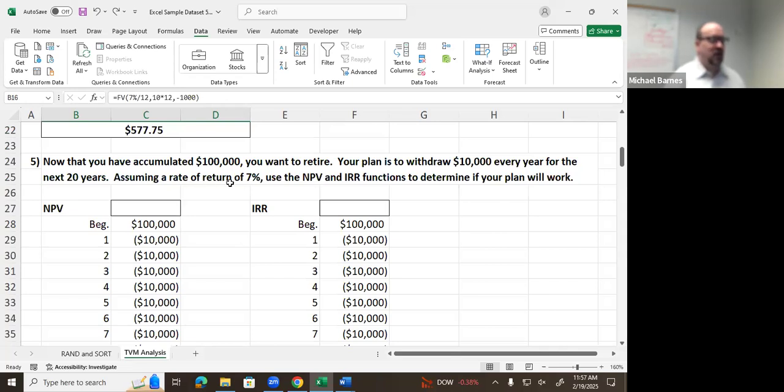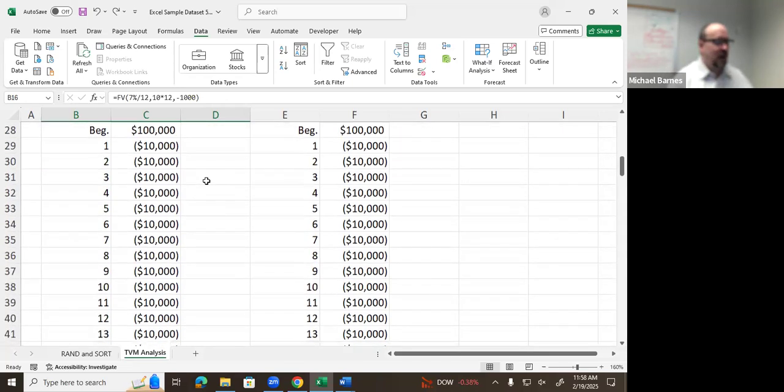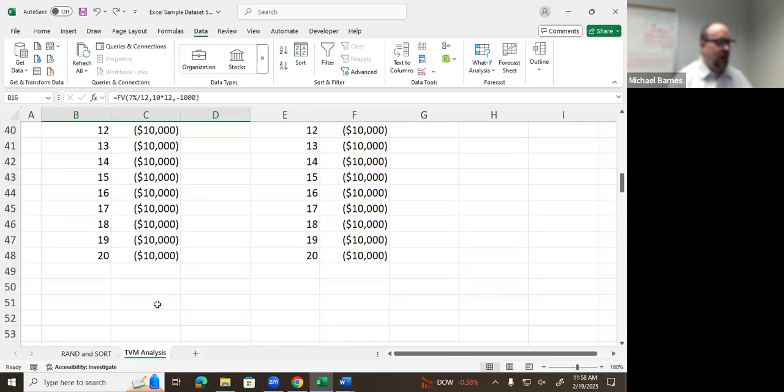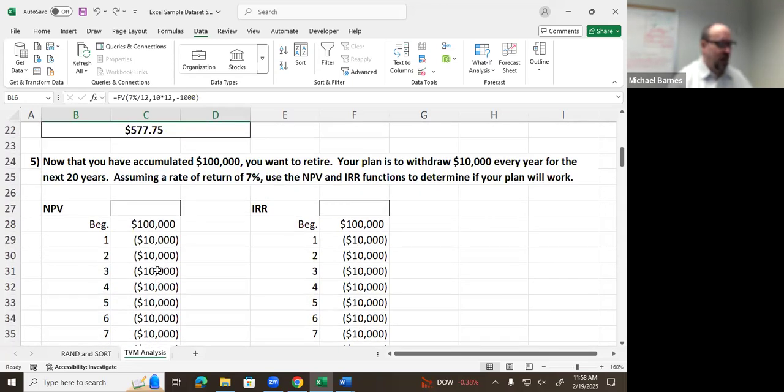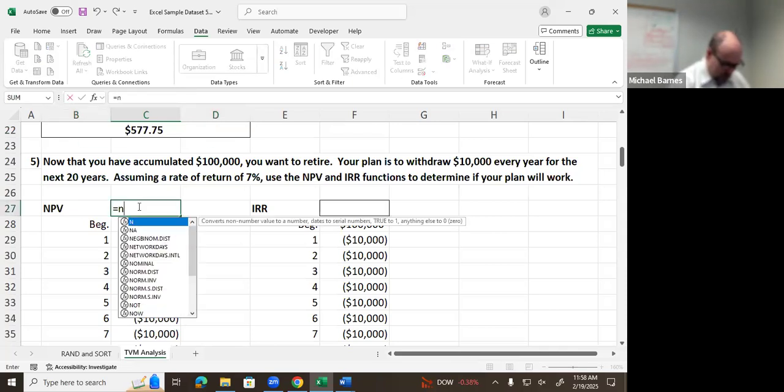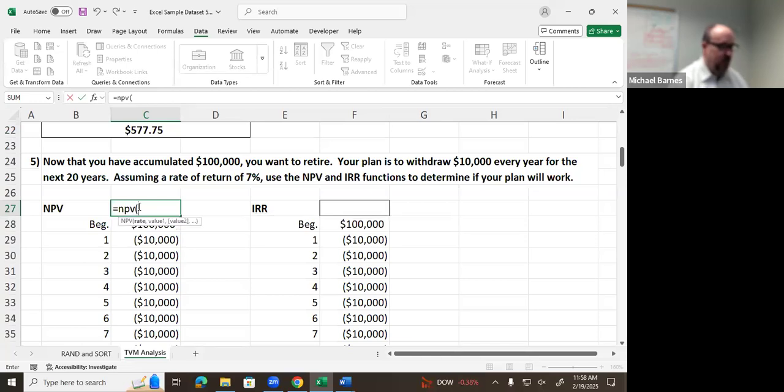So if you accumulate $100,000 and you want to retire, your plan is to withdraw $10,000 every year for the next 20 years. Assuming that you get a rate of return of 7%, we're going to determine if the plan will work. You can see here that I've set up net present value, and I've got 20 years at $10,000, and a beginning of $100,000. So we're going to use the net present value function. Net present value is a pretty simple function. It requires you to do a little bit of work at the front end, but we're going to say 7%.